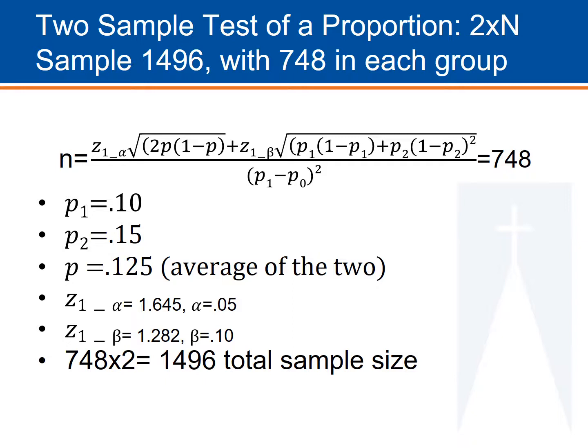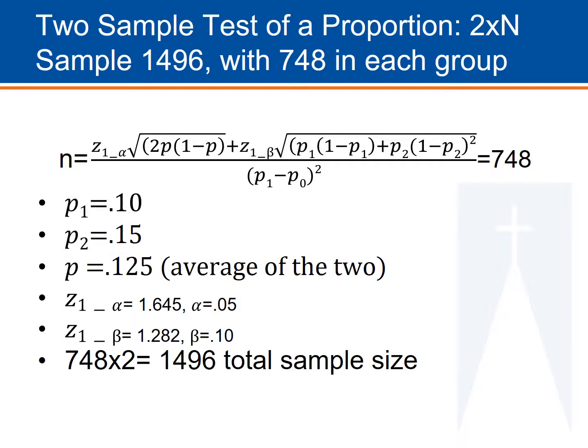So in this example, also given in the book, we have two proportions. In this case, the first population is 10%, the second population is 15%. The p-value in the formula indicates the proportion, which is an average of the two populations. And then the z-values given reflect an alpha type 1 error of 0.05, a beta type 2 error of 0.10. Those are the values that the authors decided to set. And then calculating with the numbers in the formula, you get 748.